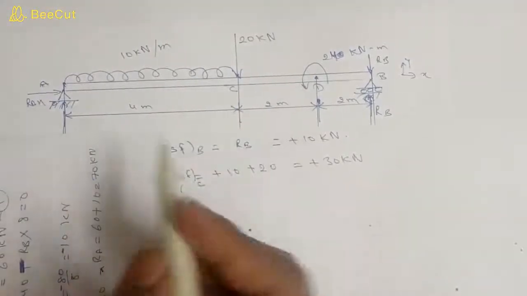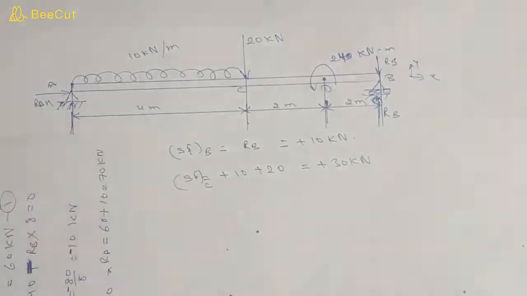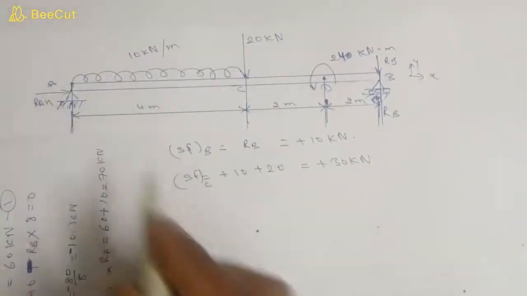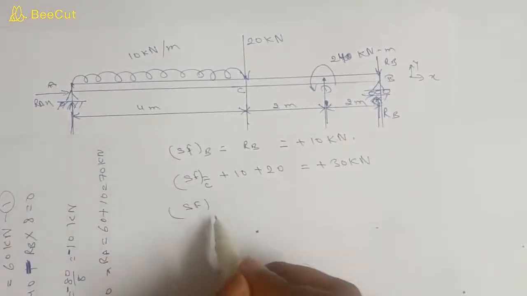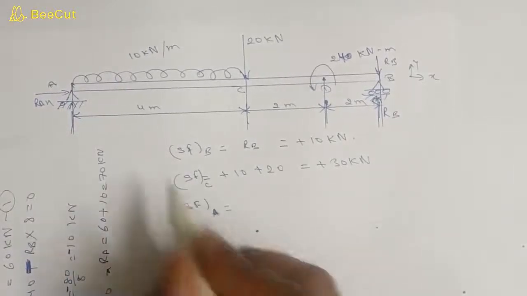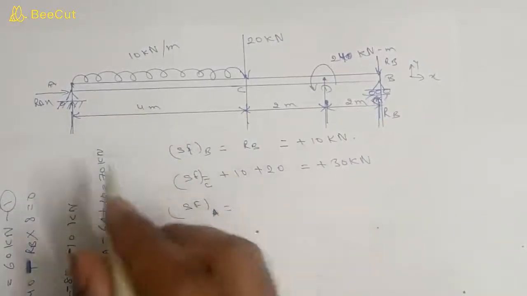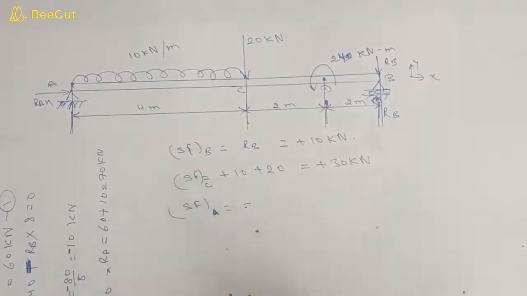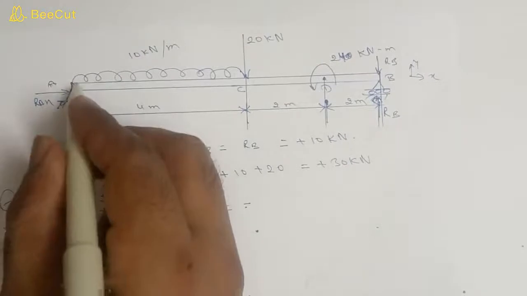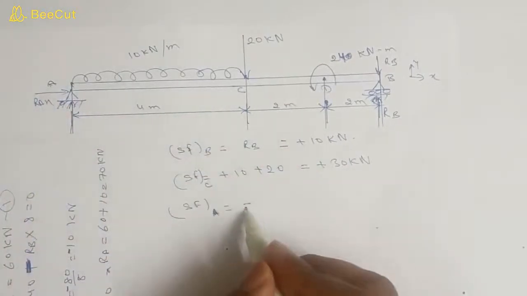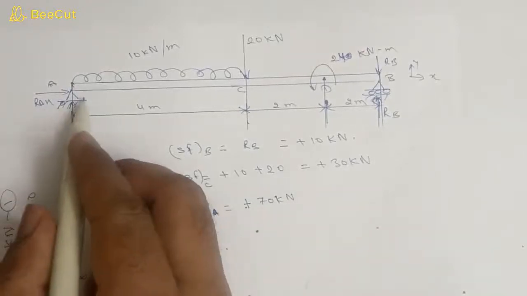So we can calculate either from left hand side or right hand side. So we will calculate from left hand side here. From left hand side, shear force at A, because there are fewer forces from left hand side, so it will be easy. Shear force at A is equal to RA, so it is 70 kilonewton. This is upward and this is downward, so it will become positive. So it will become plus 70 kilonewton at shear force at point A.